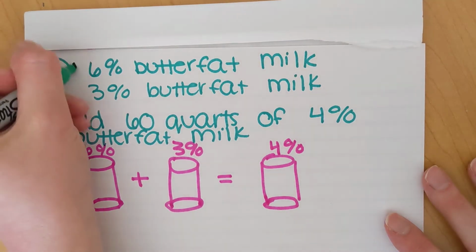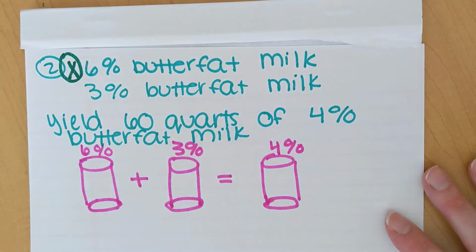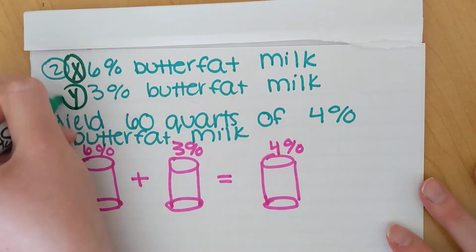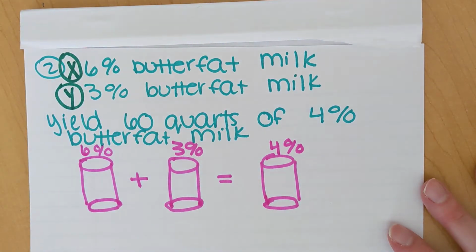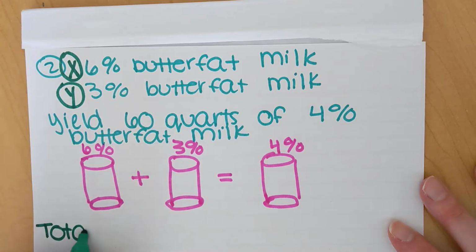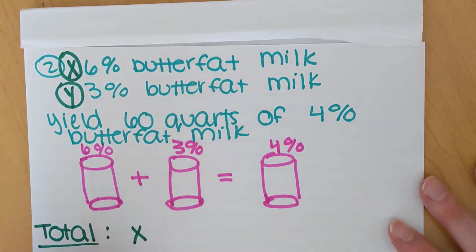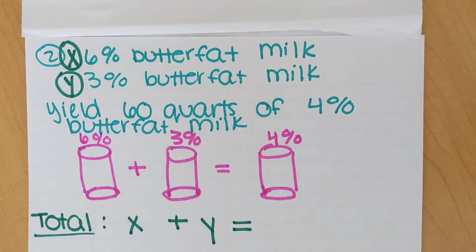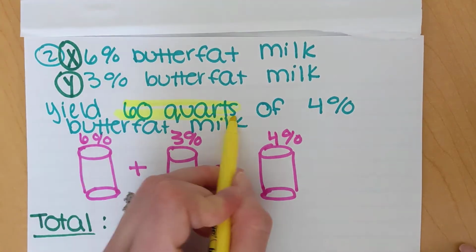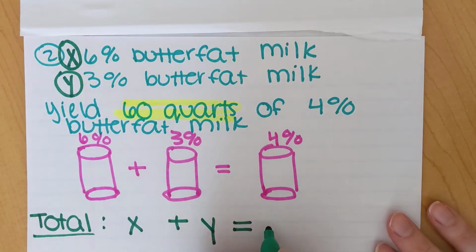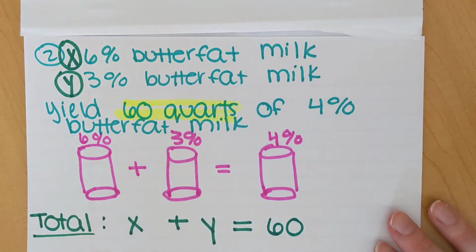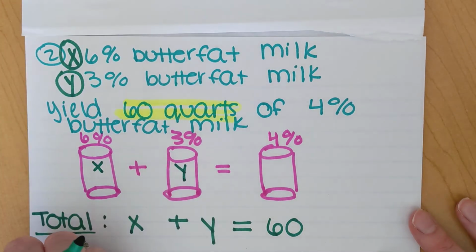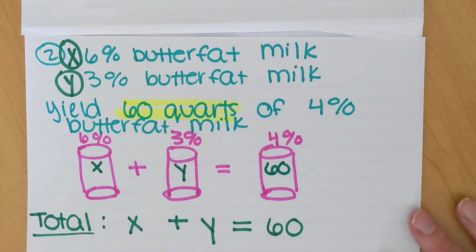Every time you're working with these questions, it's always going to be the same. You're going to let X be the amount of the first solution, the 6% solution, and let Y be the amount of 3% solution. One equation is going to come from the totals. I need X quarts plus Y quarts to get a total of the 60 quarts of butterfat milk. So we'll have X plus Y equals 60. That takes care of the fact that when you take X of the first can and Y of the second can, they will total up to 60.